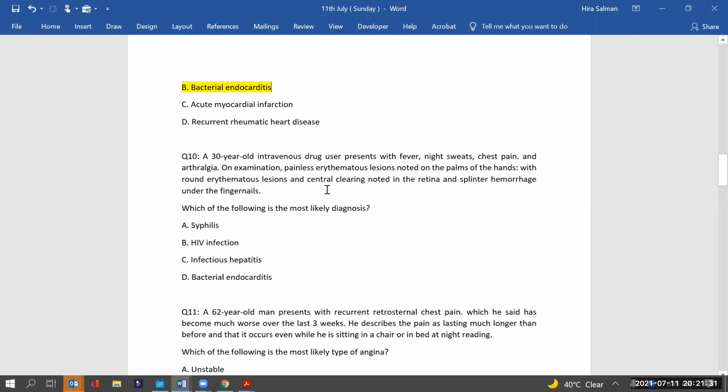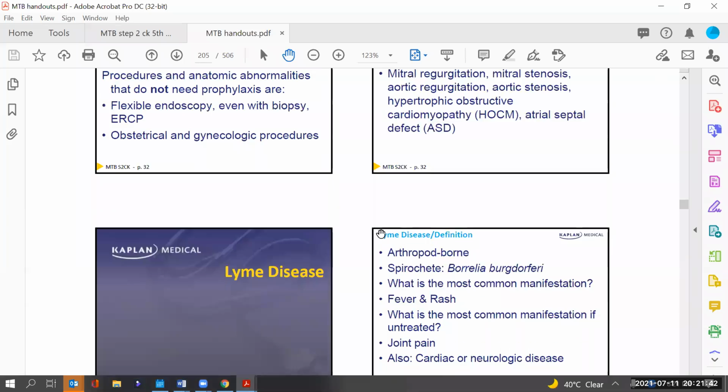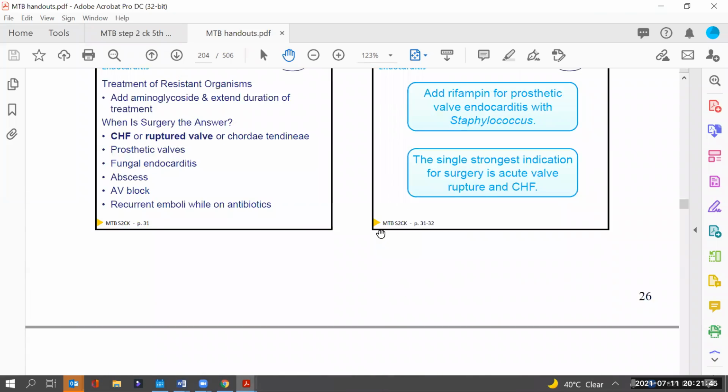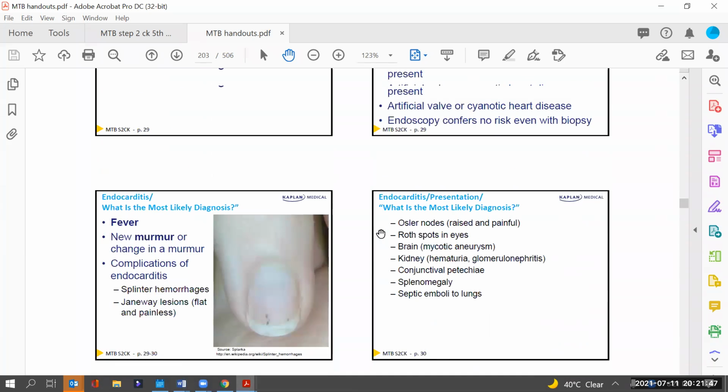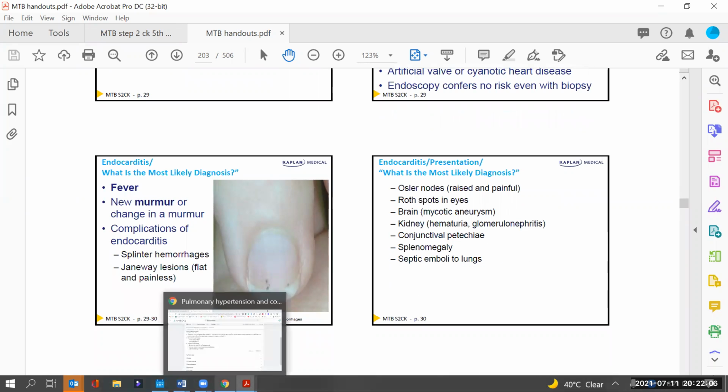Fever is there, but here you're not saying any murmur, right? It's not mentioned here, but of course we have other clues in the question. See, it's not mandatory that you have fever and murmur. Of course, fever and murmur will be endocarditis. But again, if you find these splinter hemorrhages, Osler nodes, conjunctival petechial rashes, splenomegaly, septic emboli to the lung, remember these points also, because they are pointing towards the diagnosis of bacterial endocarditis.